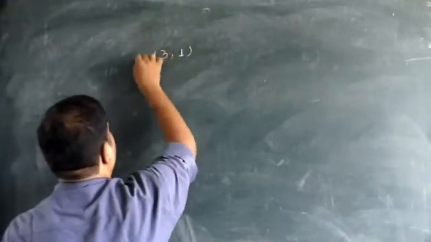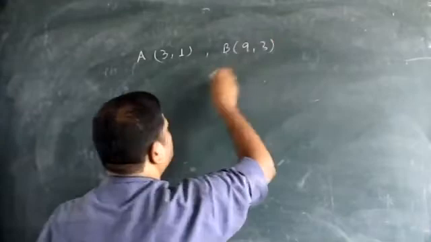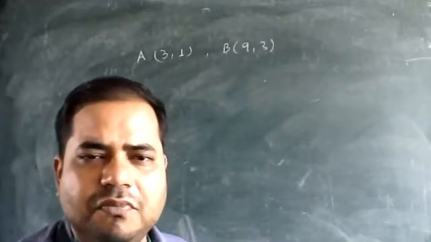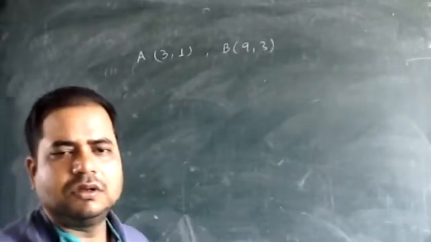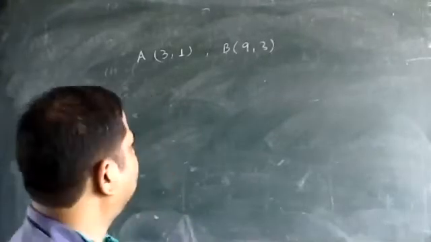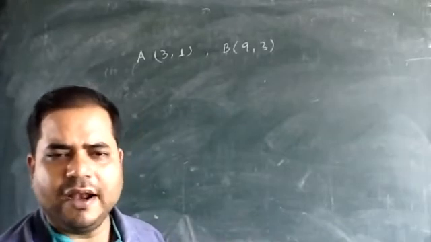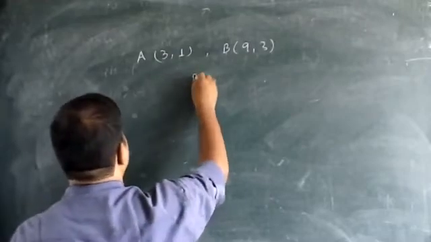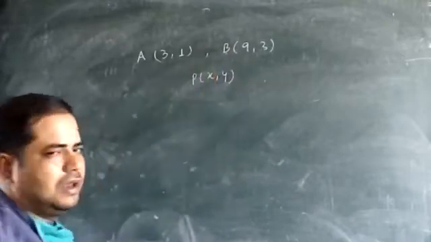A is the point (3, 1) and B is the point (9, 3). Using the determinant, you have to find the equation of the line. Clear? So how will you find it? You can take another point (x, y). Suppose P is the point (x, y), and the locus of this point is nothing but the line.